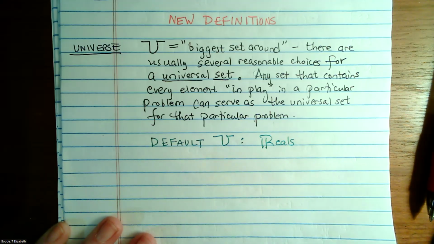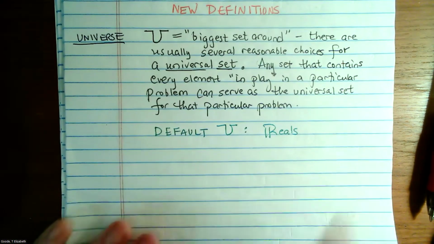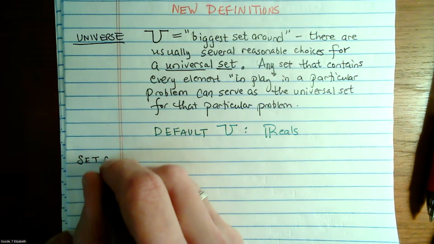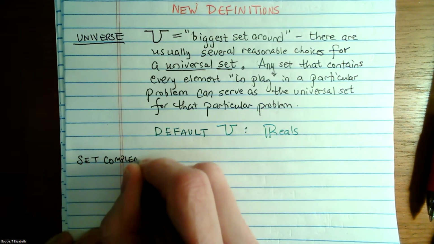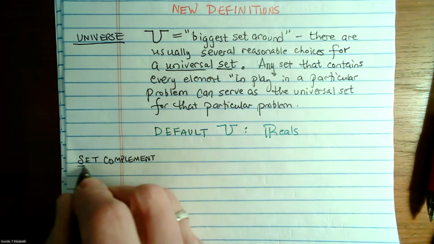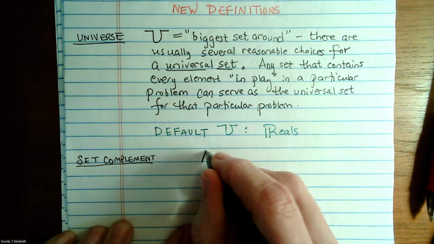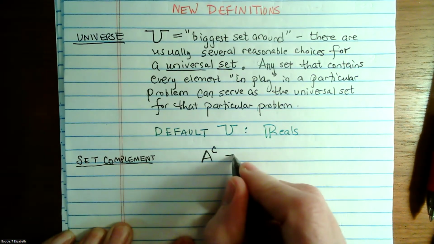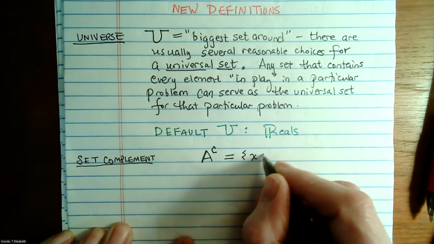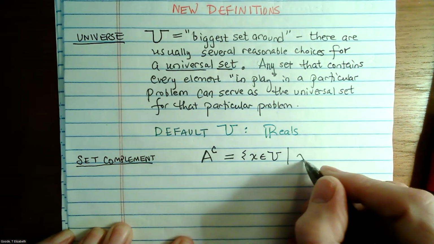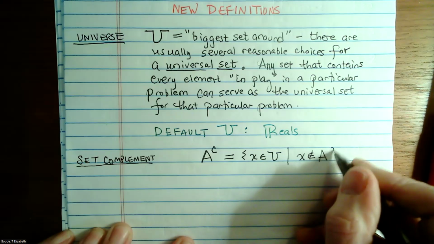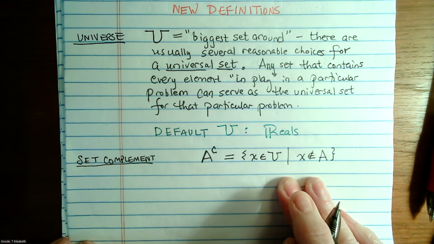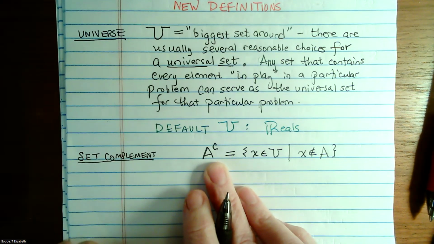So armed with these ideas about a universal set, now we can have two new definitions: set complement, and that's denoted with a superscript C. So we read this A complement. Well, what is A complement? It's the set of X in the universe such that X is not in A. So basically everything in the universe except the elements in A constitute the set A complement.